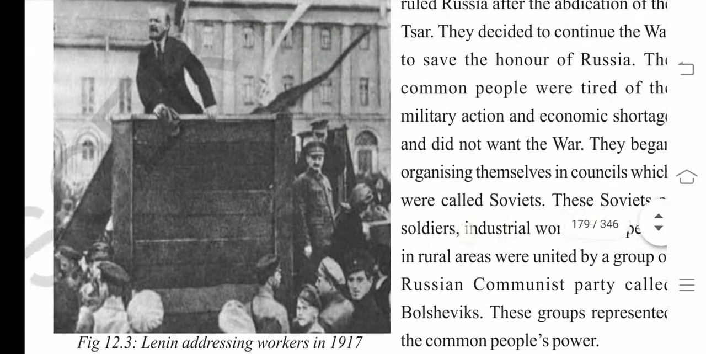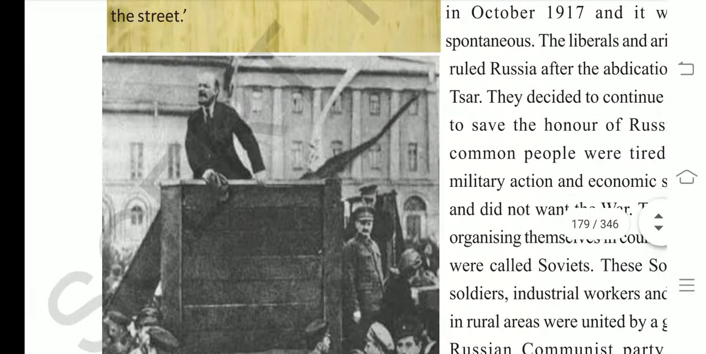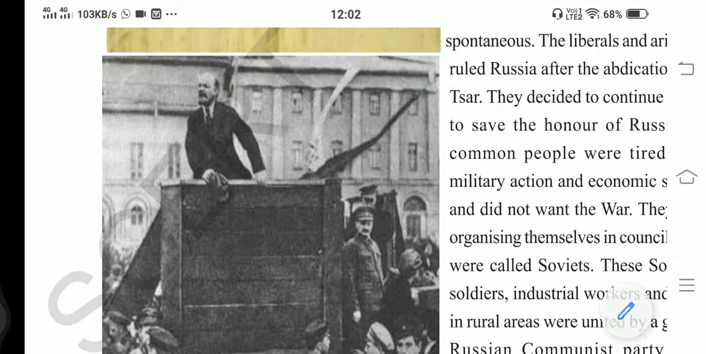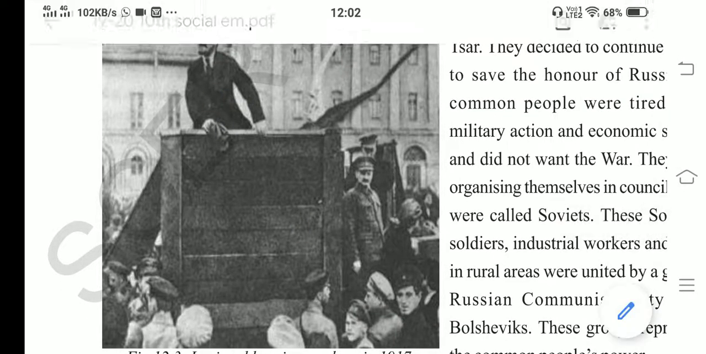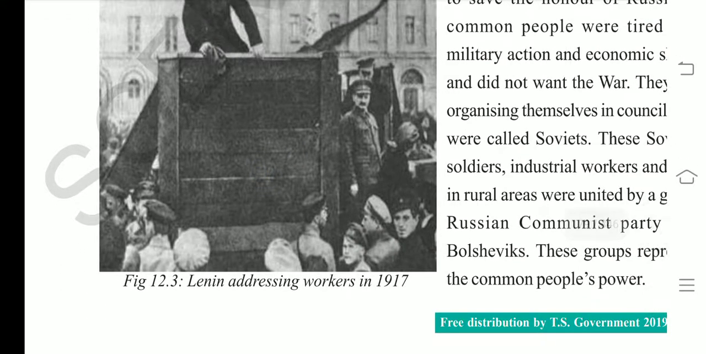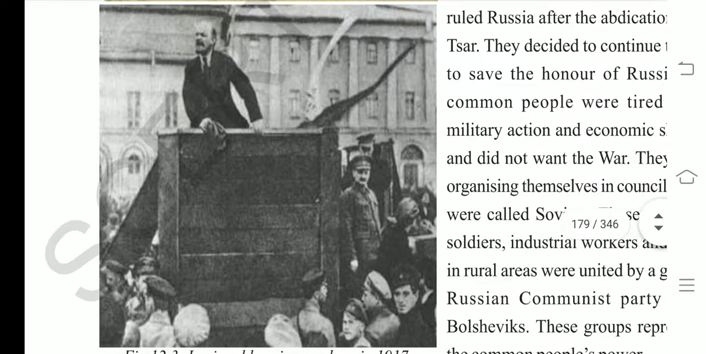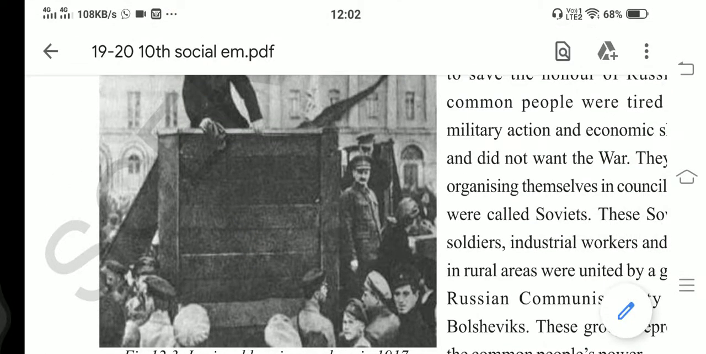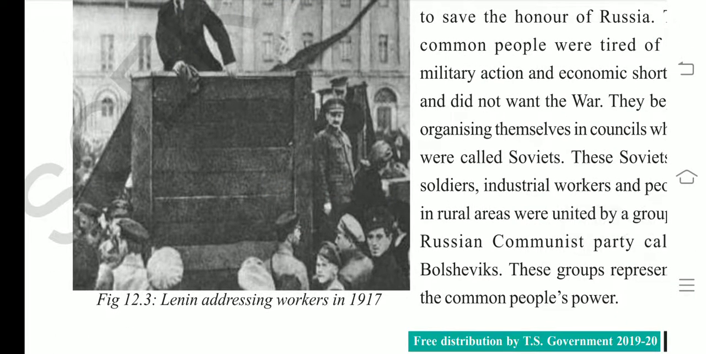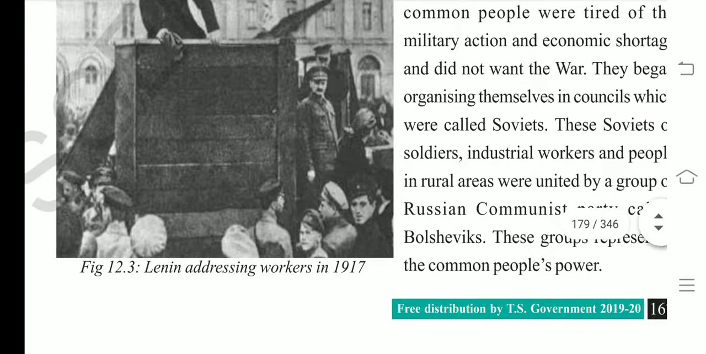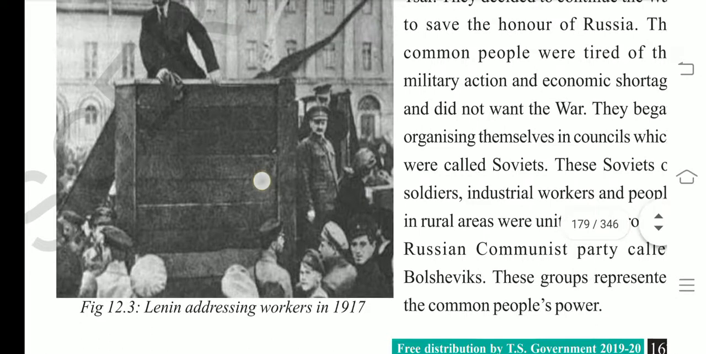Look at this figure 12.3. You could see Lenin giving a speech, addressing the people from St. Petersburg, in 1917. He stood up on the side of the people. That means whatever demands the people had, with those demands only, the Bolshevik party moved ahead.